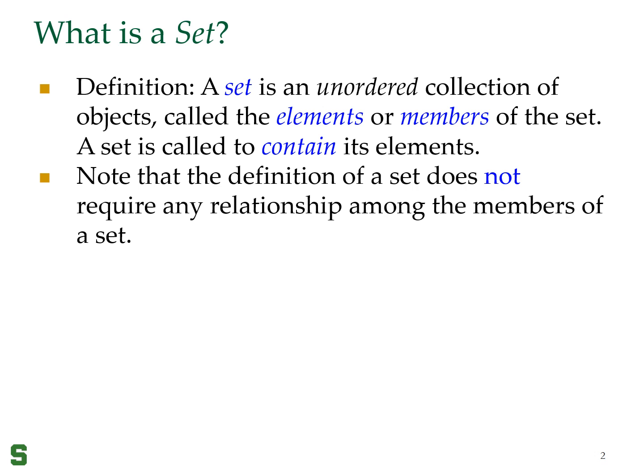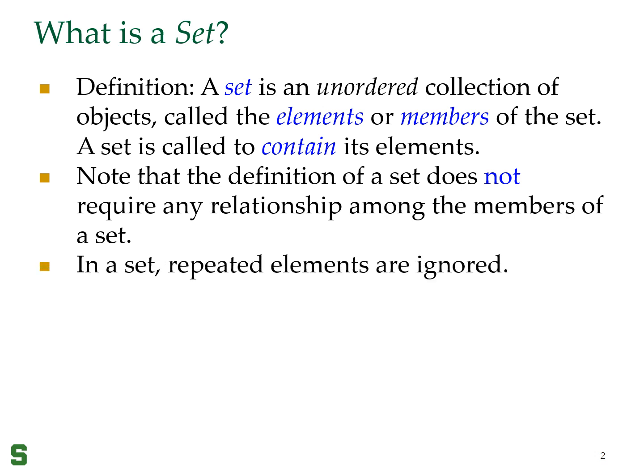Note that the definition of a set does not require that there be any relation among members of a set. So you can have a set containing a cat, a dog, and the number 5. It's perfectly okay. In a set, repeated elements are ignored. So it's a collection. If I have some number repeated 5 times, we just count it once.